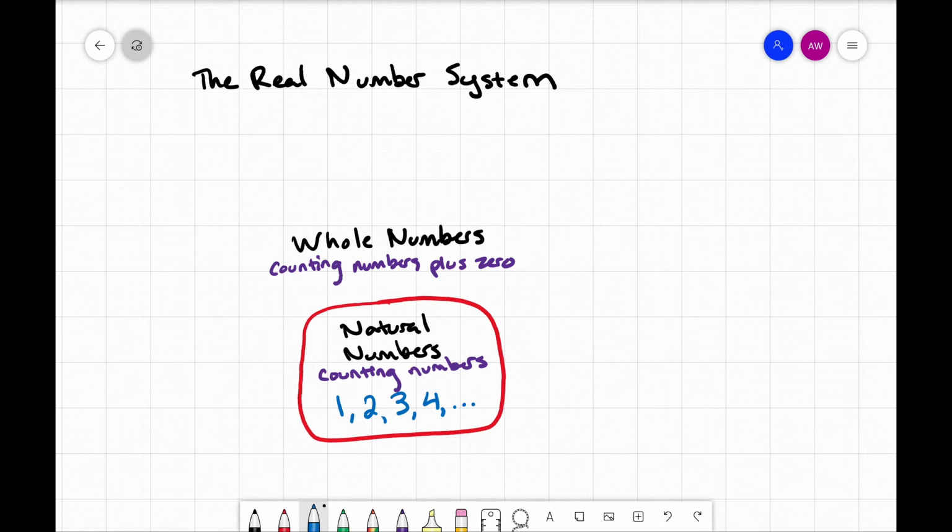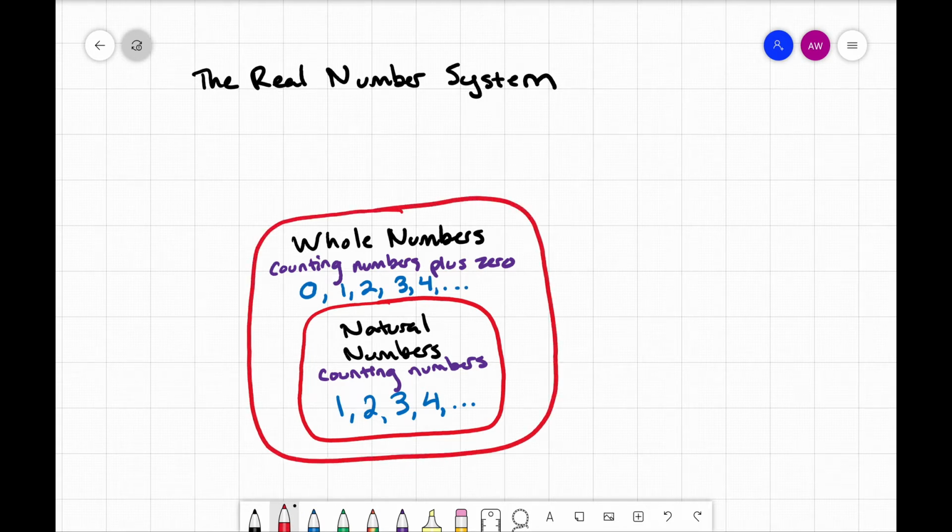We're moving out a layer, and so now we get to whole numbers, which is 0, 1, 2, 3, 4, and so on. Moving out a further layer, we get to integers. And integers are counting numbers, their opposites, and 0, of course.